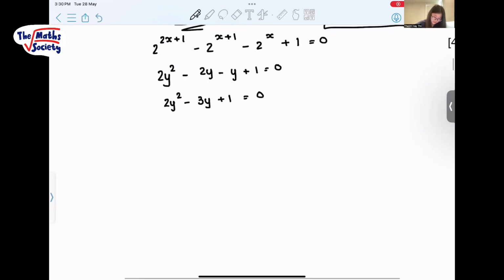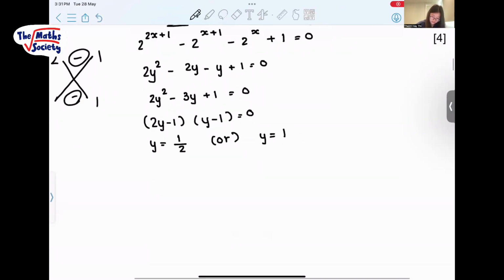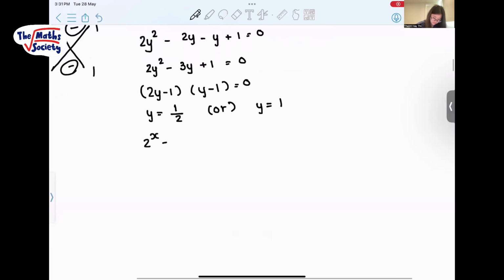So we use the cross method as usual. You have 1, 1, and then you have 2, 1. So it's just plus, so it's going to be minus, minus. So it's going to be (2y minus 1)(y minus 1), and that's going to equal 0. So y equals half, or y equals 1. So we know it's 2 power x, so it's going to be 2 power x equals to half, or 2 power x is equal to 1.